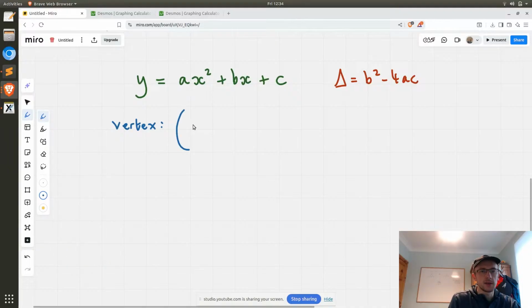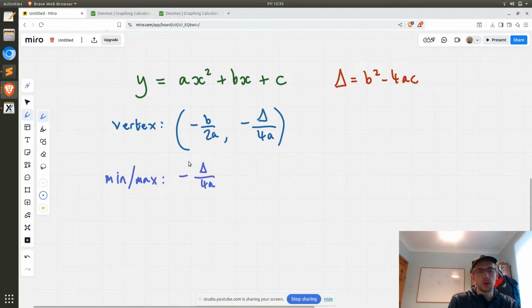And the vertex is this: minus b over 2a, comma, minus delta over 4a. So the minimum or maximum would be the y-coordinate of the vertex. And you would judge whether it's a minimum or maximum based on the sign of a.